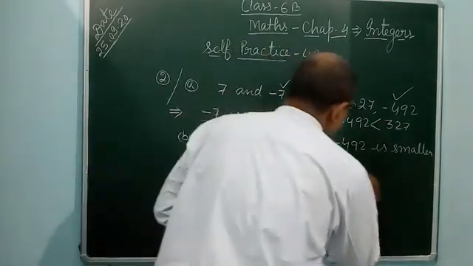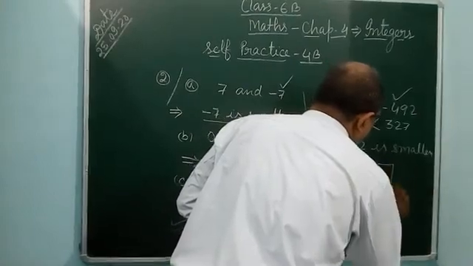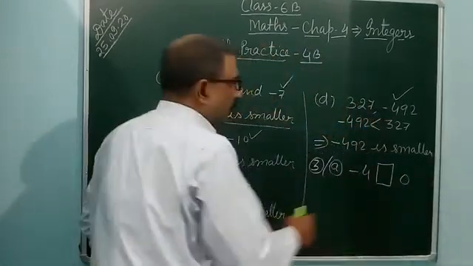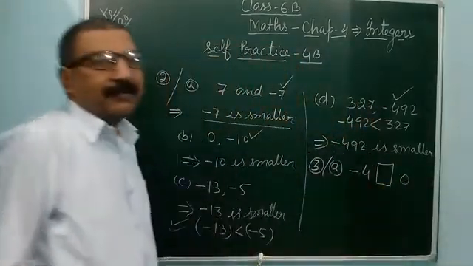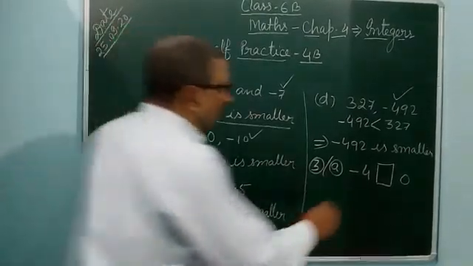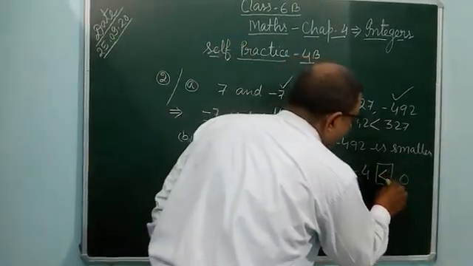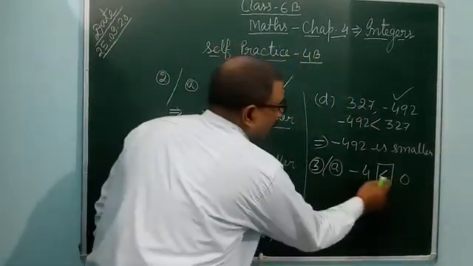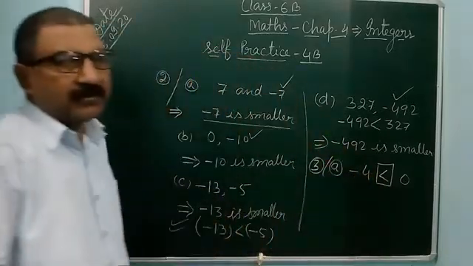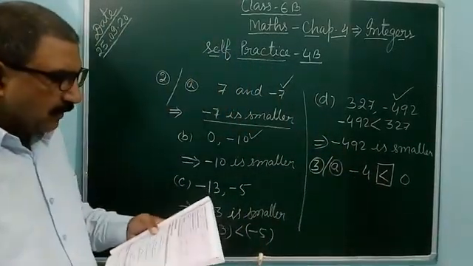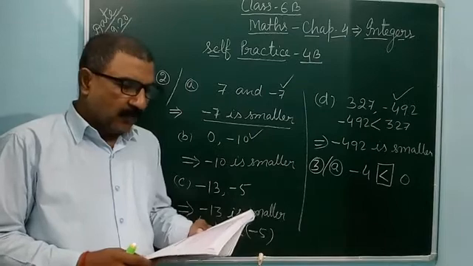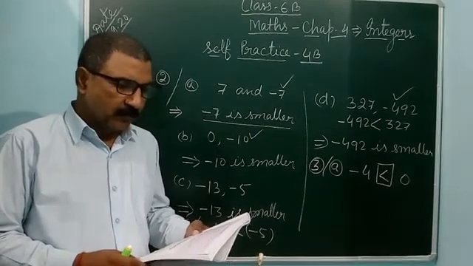3A: minus 4, one box is there, and 0. So 0 is always greater than all the negative integers, you know already. So you can mark greater than: 0 is greater than minus 4. In this way you can do B to I. All the questions you can do yourself.